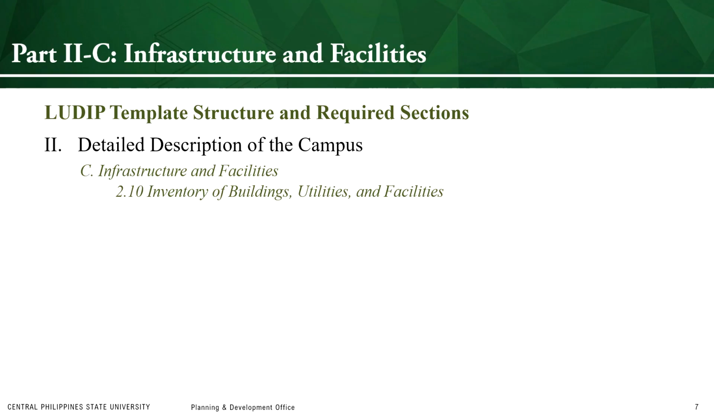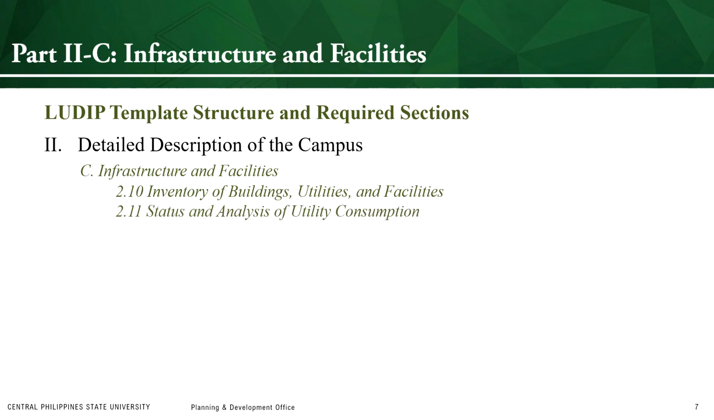It covers buildings and utilities, built-up areas for academics and allied services, carrying capacity and occupancy rates, and the technical infrastructure for water, power, wastewater, and ICT systems. Think of this section as your campus's physical assets report.